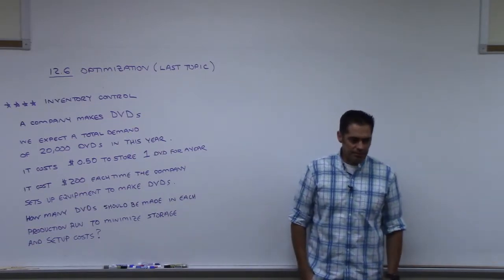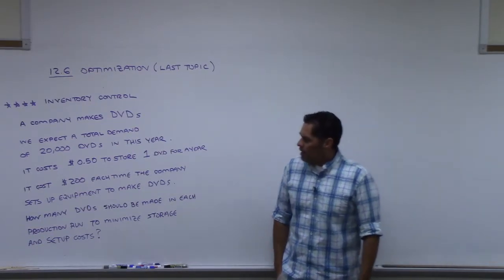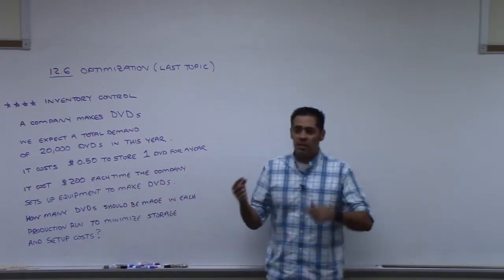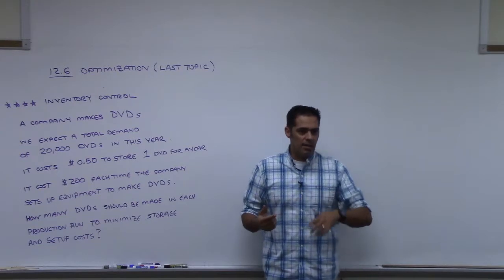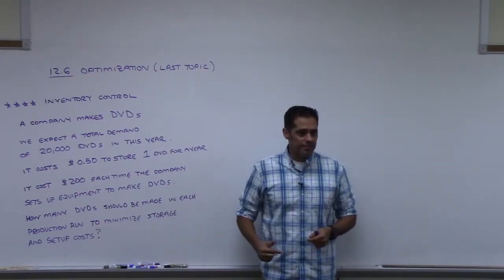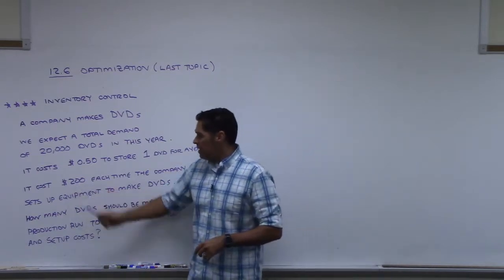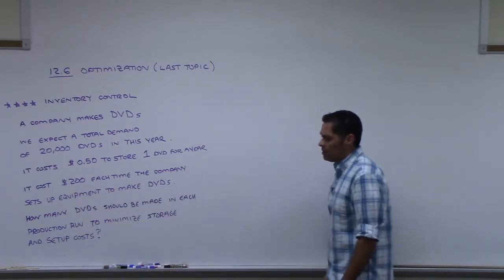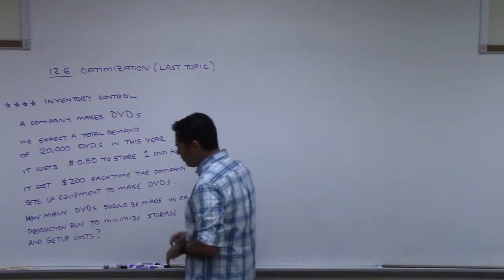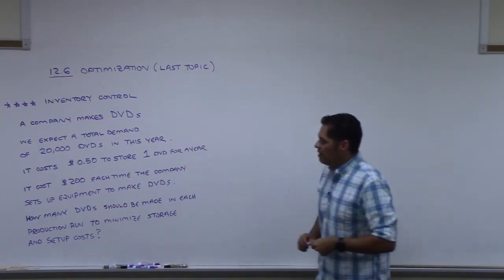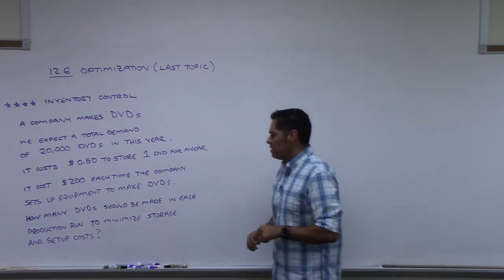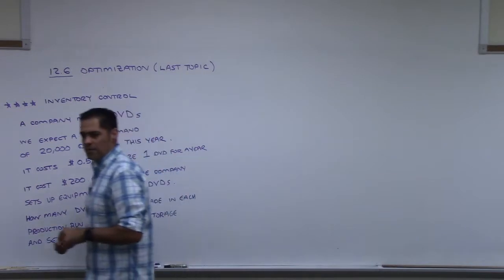Make sense? Okay. It also costs us $200 each time we have to fire up the equipment to make DVDs, right? So you have to set up all the equipment, start burning the DVDs, right? So $200 each time we set up the equipment to make the DVDs. The question is, how many DVDs should be made in each production run to minimize the storage and setup costs?